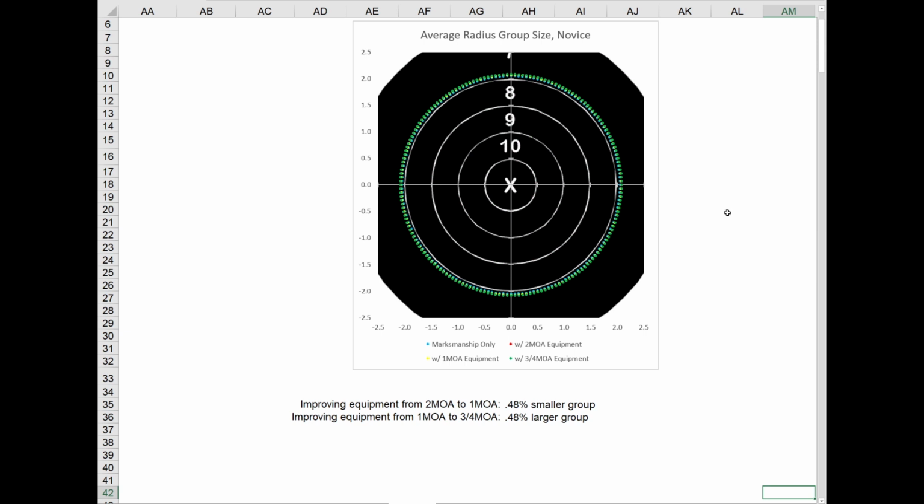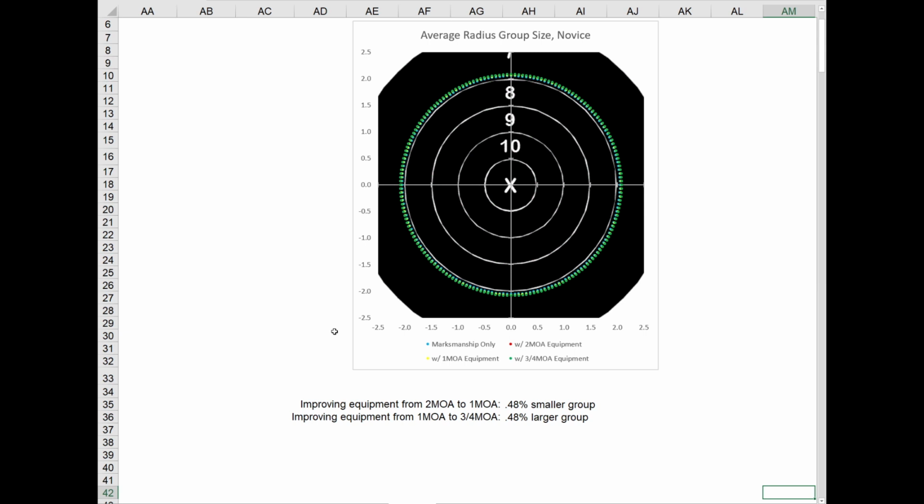And what this represents are all the simulations for the novice shooter with the 3 different equipment types, 2 minute of angle, 1 minute of angle, and 3/4 minute of angle, but also just the marksmanship. So for example, for each group that was generated, each 20-shot simulation, I got an output for just the marksmanship and then outputs for each of the equipment added, which I don't know if that really makes sense the way I described it.